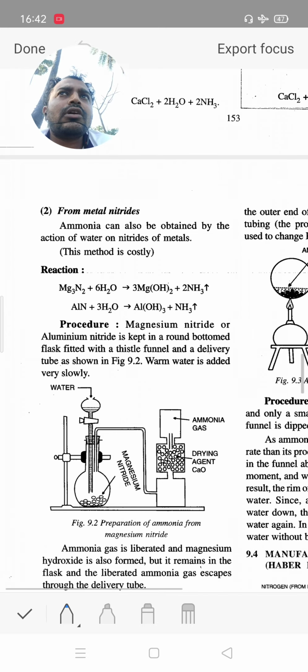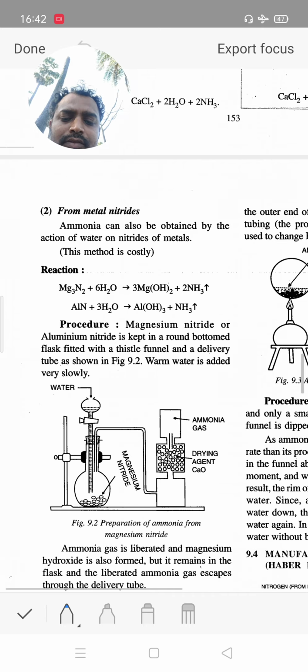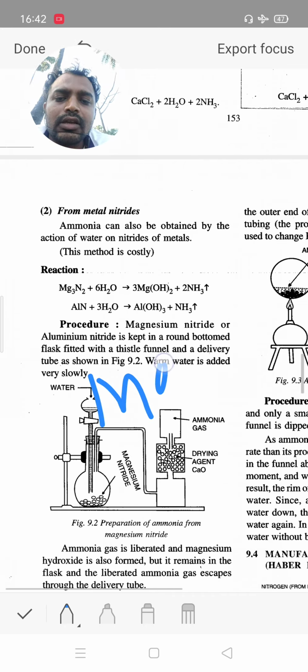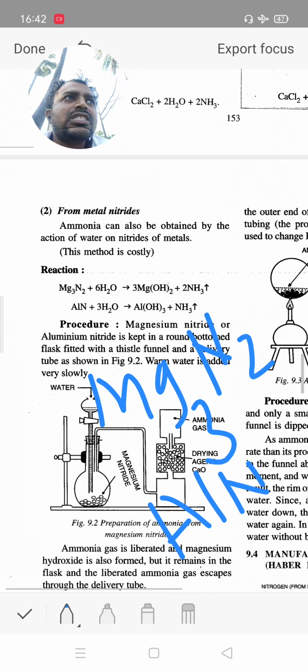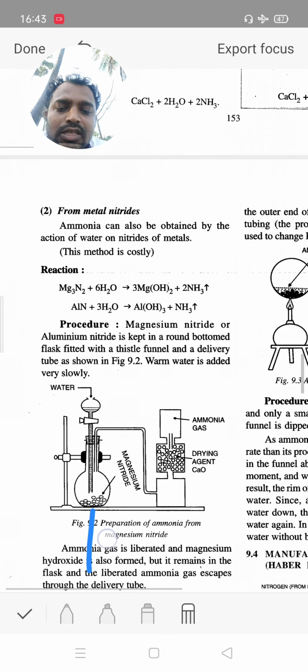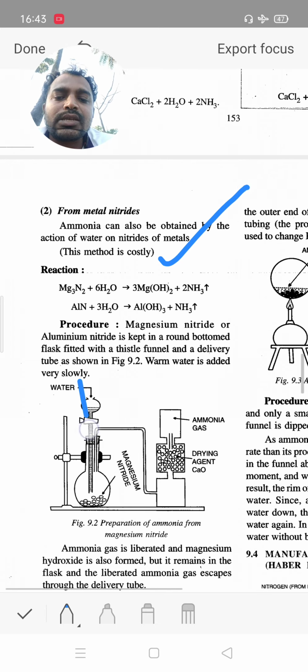Another method of preparation of ammonia is from metal nitrides, containing magnesium nitride or aluminum nitride. When they undergo hydrolysis, hydrolysis means addition of water, they react with water. In this reaction, suppose in this round bottom flask there is magnesium nitride, Mg3N2, or it may be aluminum nitride, AlN. So with addition of hot water, ammonia is formed with a salt, like when we use magnesium nitride.